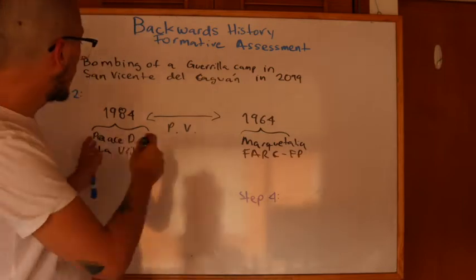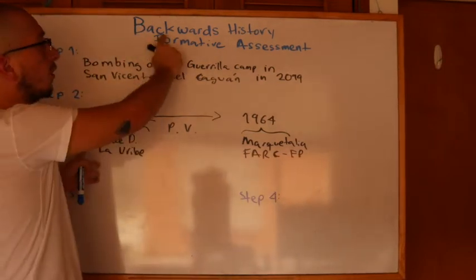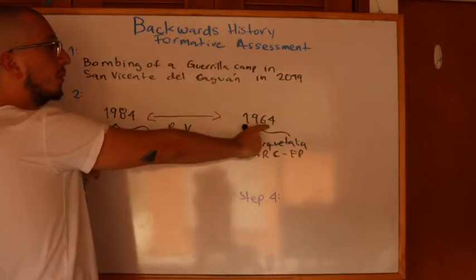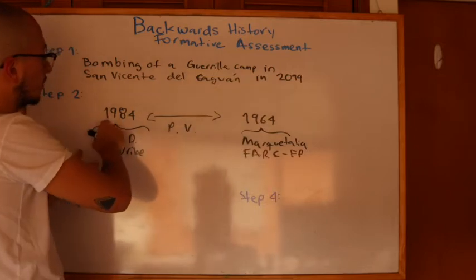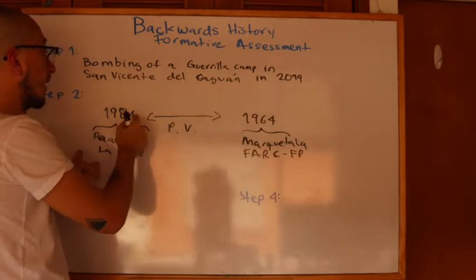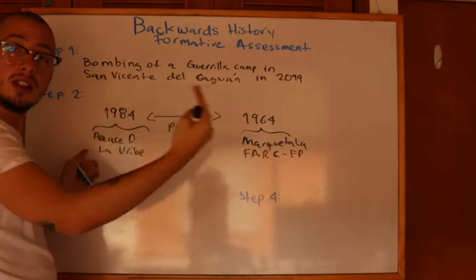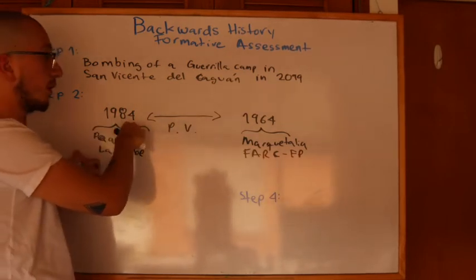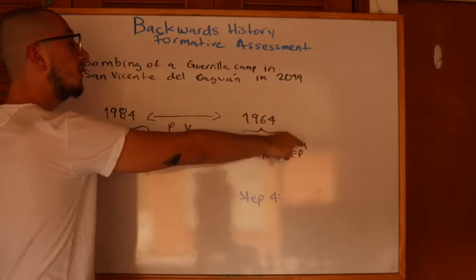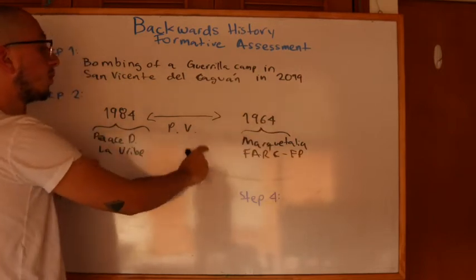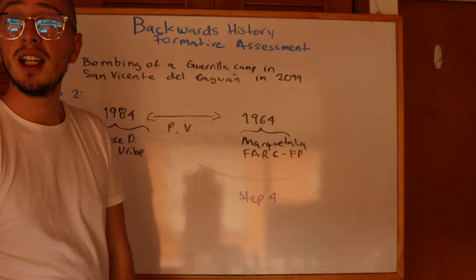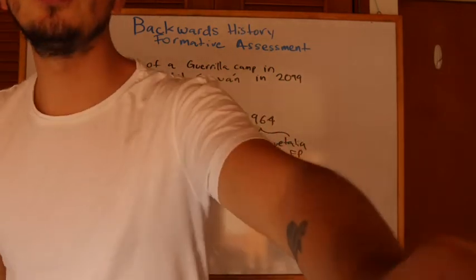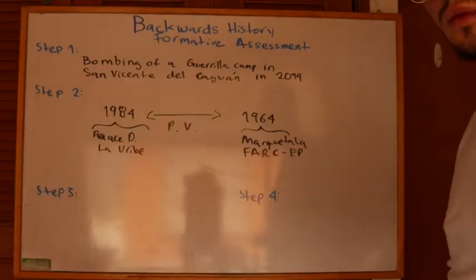Pay attention that I put them in the order of backwards history. I did not put 1964 first. I chose 1984 because it is closer to our days. That's why I wrote it first. Then I wrote 1964 and then I related them to the concept of political violence. That's it. That's all you have to do. Now let's go to step number 3.